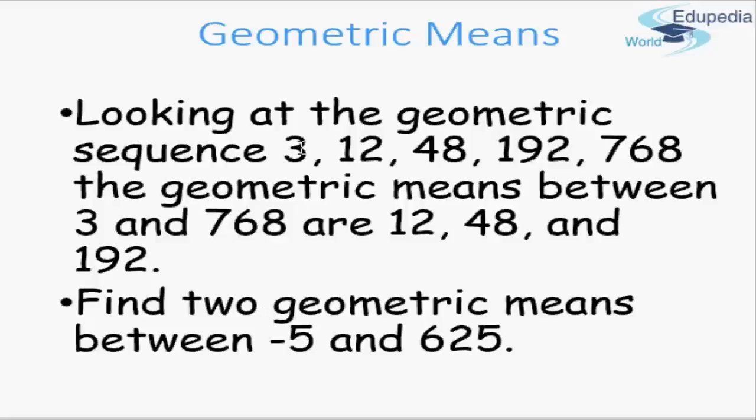If you look at the first example, the geometric means between 3 and 768 are 12, 48, 192. Two things you need to make note of over here. One is the number of geometric means between these two numbers. There are three altogether between 3 and 768. After that, you need to find, as in this question that we have over here, two geometric means between -5 and 625. What we did with the arithmetic progression was something similar to this.